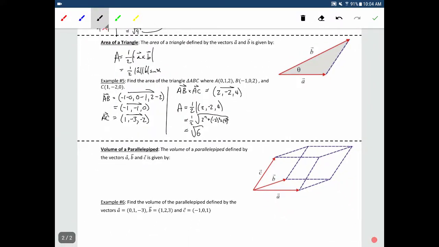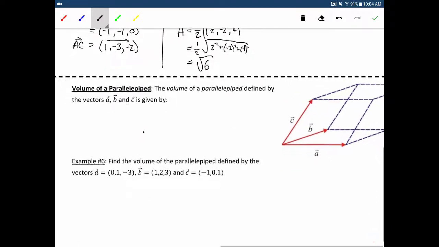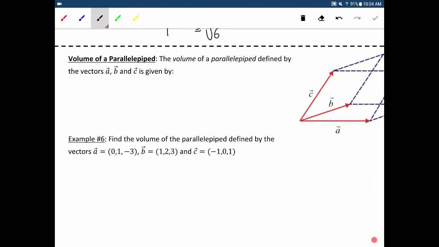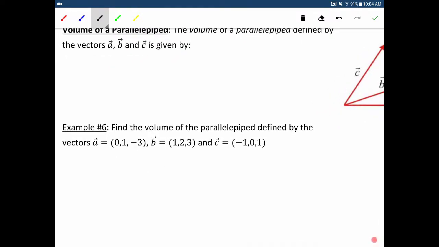Okay? All right, so the last one is the volume of a parallelepiped, if that's how you say it. I have no idea if that's how you pronounce it. I've only ever seen this word written. But anyway, what we're going to do is the volume is going to be the magnitude of C dot the cross product of A and B.